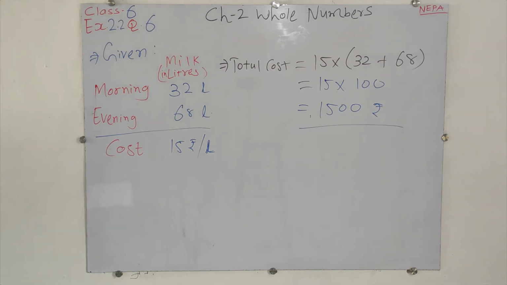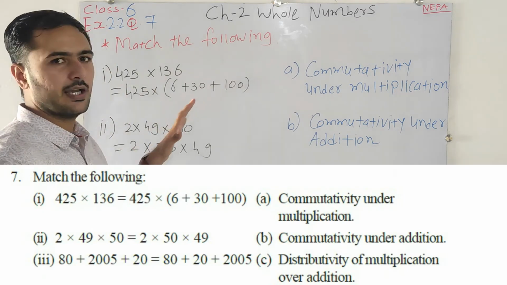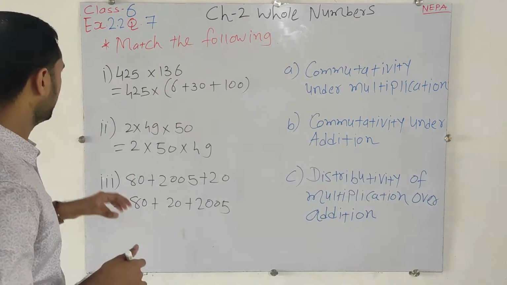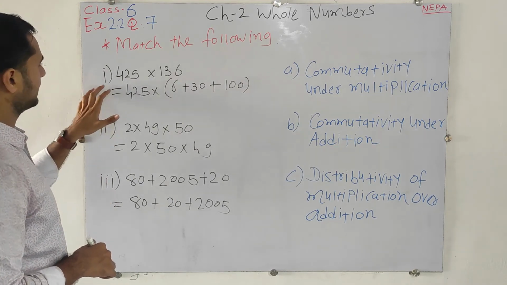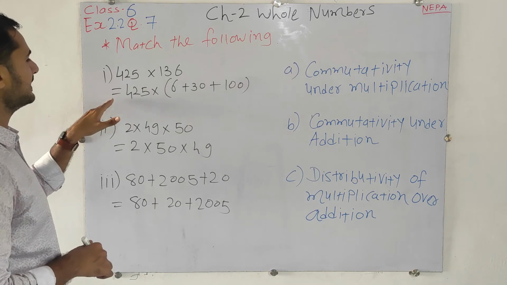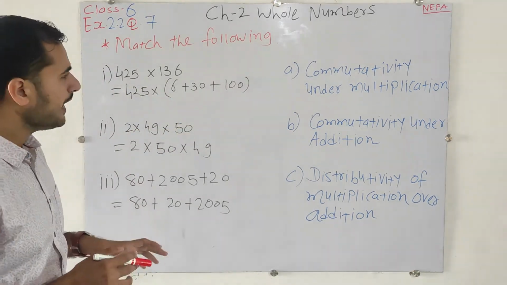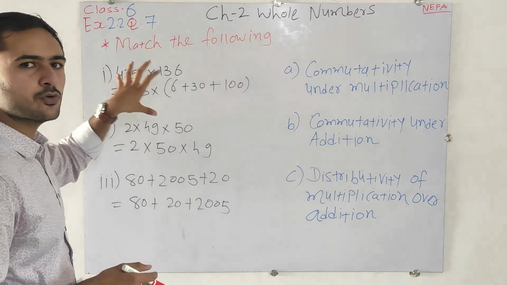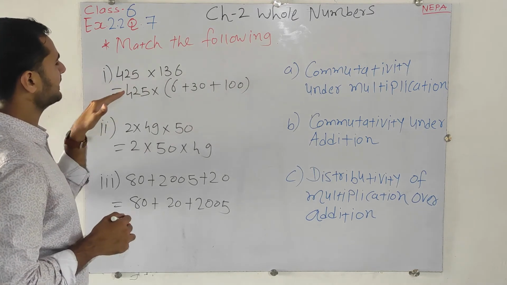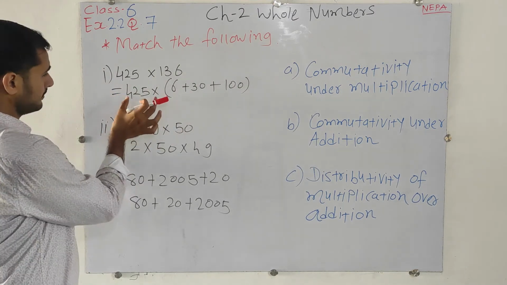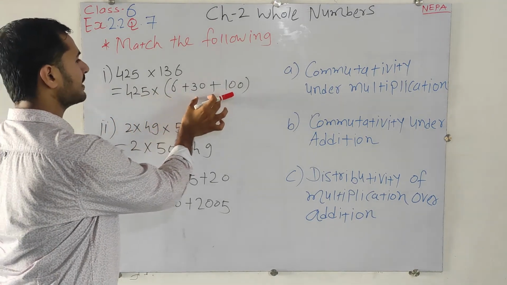Now question number 7, in which we have to match and make the pairs. Okay, so let's start with the first one. Three different statements are given, like 425 multiplied by 136 equals 425 multiplied by 6 plus 30 plus 100. We have to identify which property is used there. Here is 425 multiplied by 136, and they wrote 425 multiplied by 6 plus 30 plus 100.